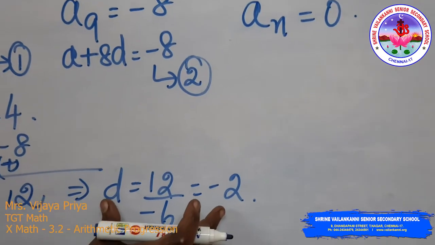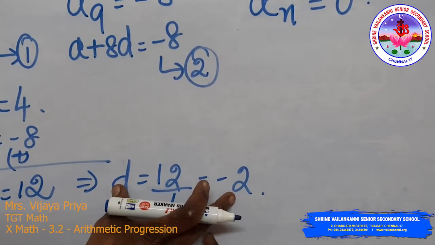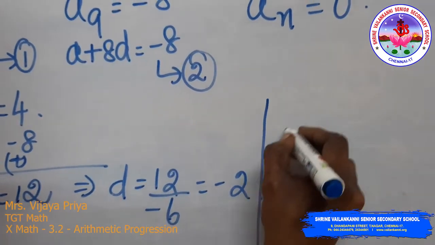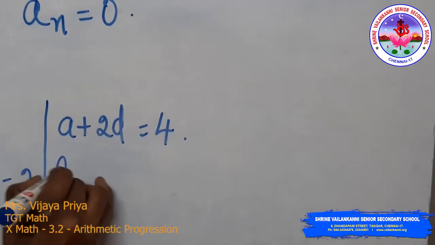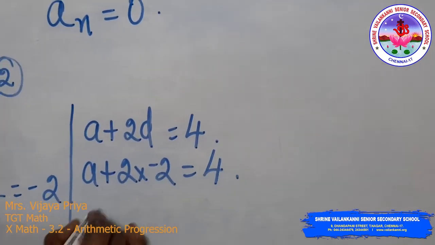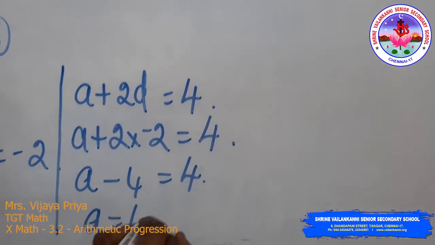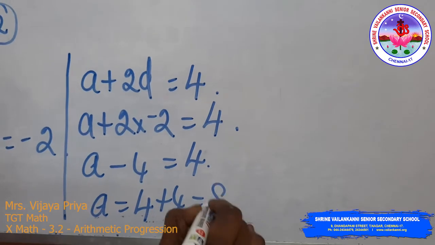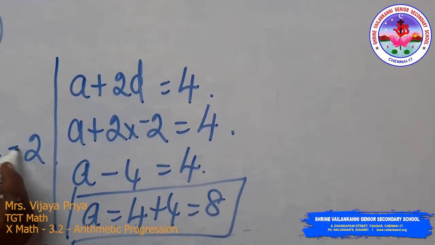I am going to substitute D is equal to minus 2 in equation 1 to get my value of A, where my first equation is A plus 2D is equal to 4. So A plus 2 into minus 2, which is equal to 4. A minus 4 is equal to 4, A is equal to 4 plus 4, which is equal to 8. So I got A value as 8 and D value as minus 2.